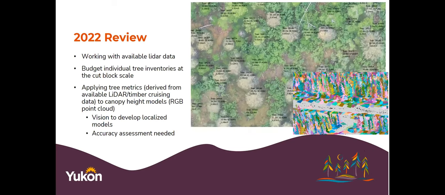We're also working with the available LiDAR data we have and the plot data that we have and trying to do something fairly cheap, but we called it a budget individual tree inventory at the cut block scale. So we used RGB data from our UAVs to build canopy height models. And then we applied tree metrics from timber cruising data and LiDAR that we have in sporadic areas to these canopy height models. The vision is to develop localized models that we can do this with easier, but we really need to do that accuracy assessment, which I know other people have mentioned and started doing, but we need to do that up here as well.